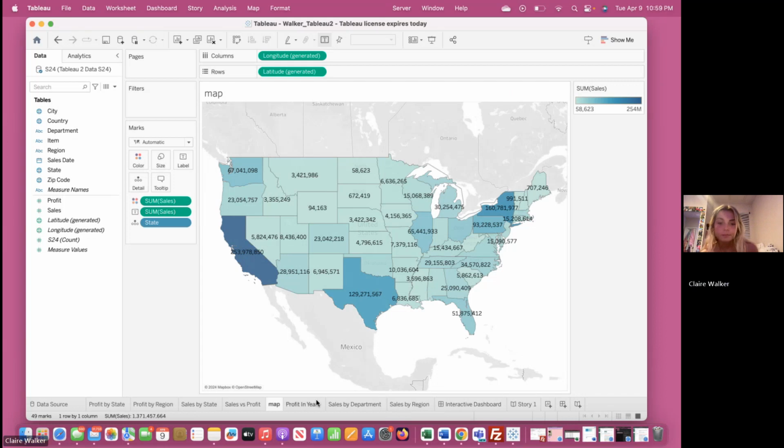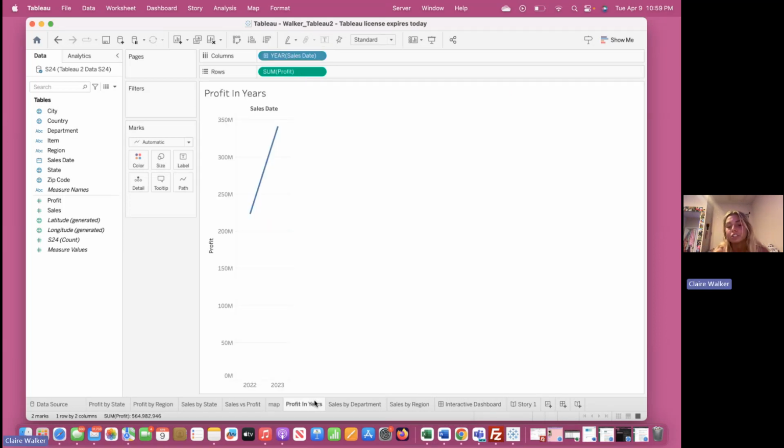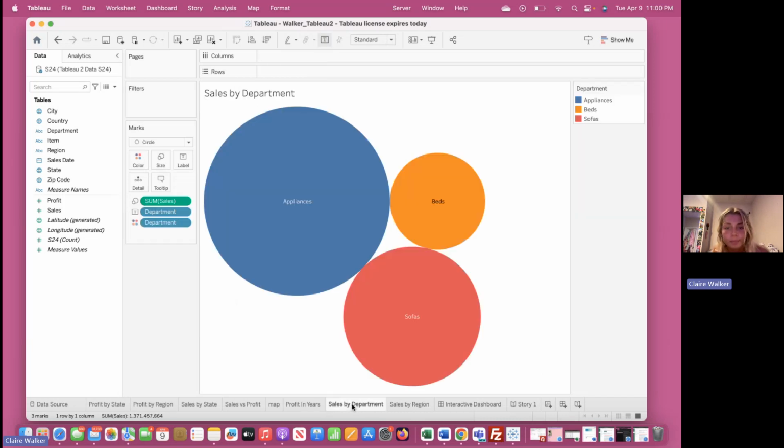And then I did the profit in years. This shows just how there was an increase from 2022 to 2023, and I think that's pretty significant. Obviously, to see that they're still increasing, that's good. You don't want to be decreasing.